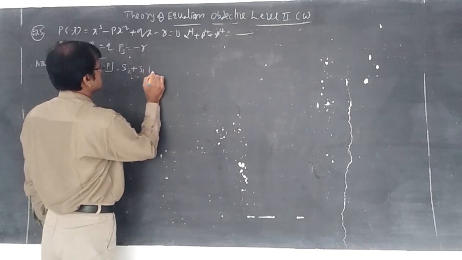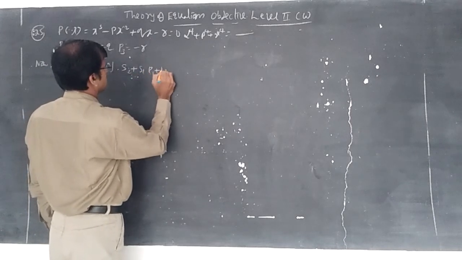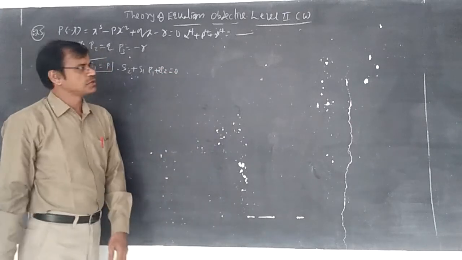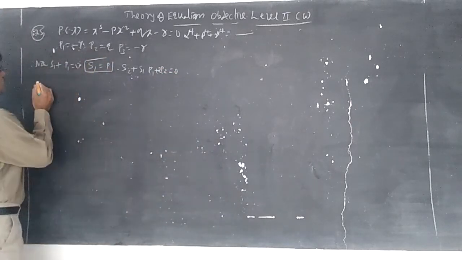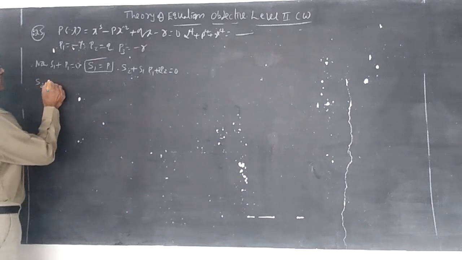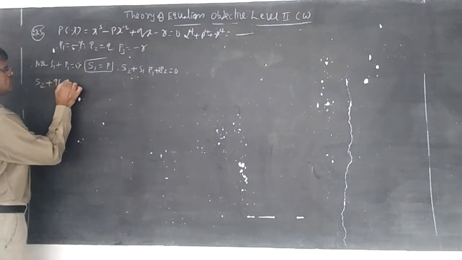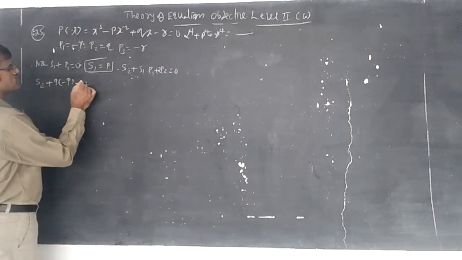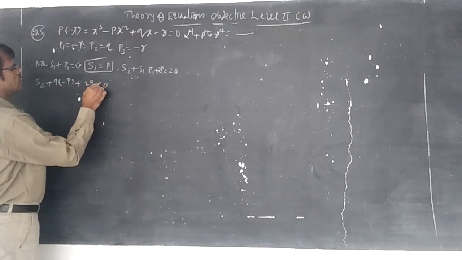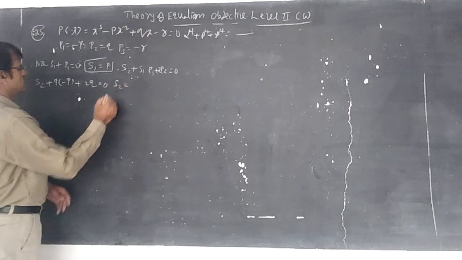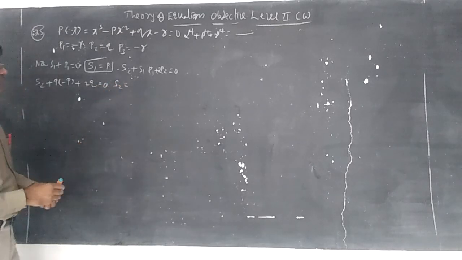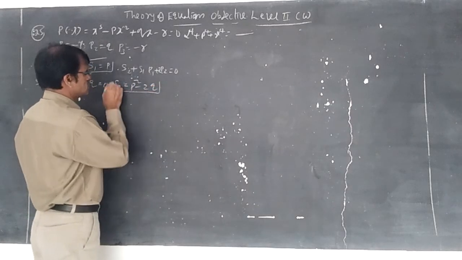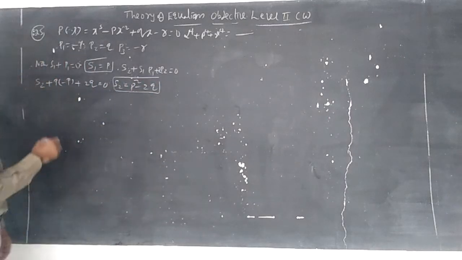Next, S2 plus S1 P1 plus 2 P2 equal to 0. So S2 plus S1, this is P into this is minus P, plus 2Q equal to 0. So S2 is equal to minus P square plus 2Q. You can write S2 value as P square minus 2Q.